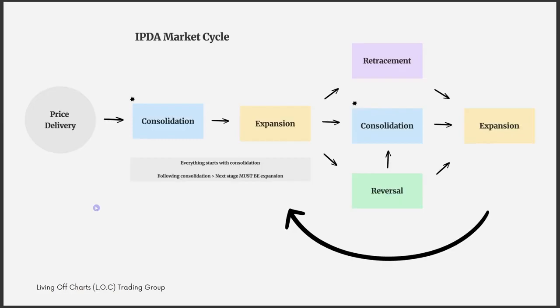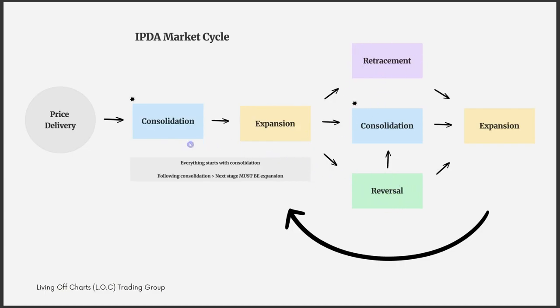So over here we got a nice schematic of IPDA market cycles. Now what is IPDA market cycles? First of all, this is about price delivery. So there are three things that can happen inside of an IPDA market cycle. We either have consolidation, or we have an expansion, or we have retracement, or we have a reversal.